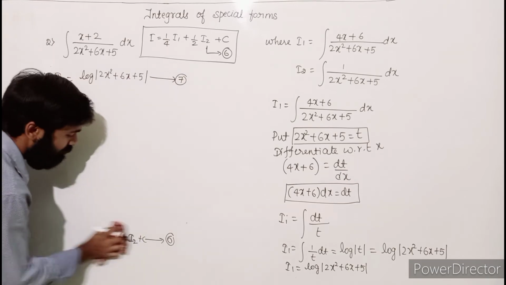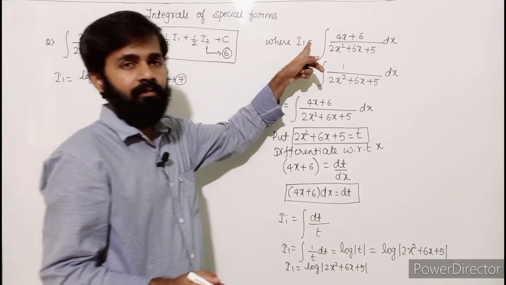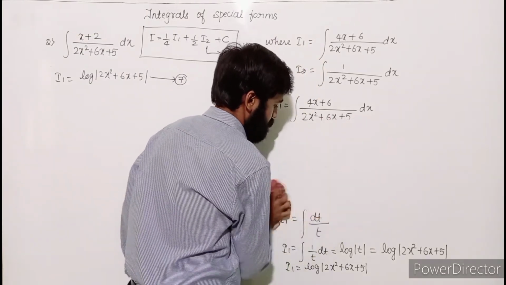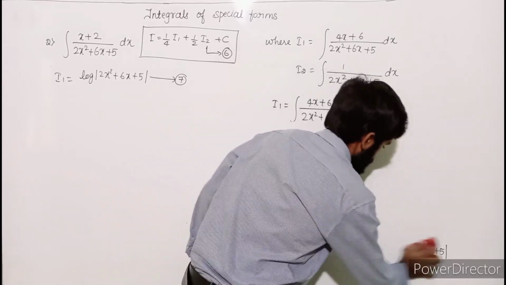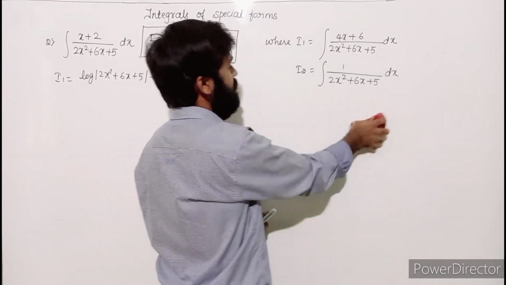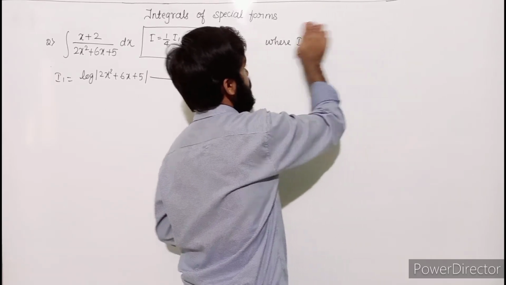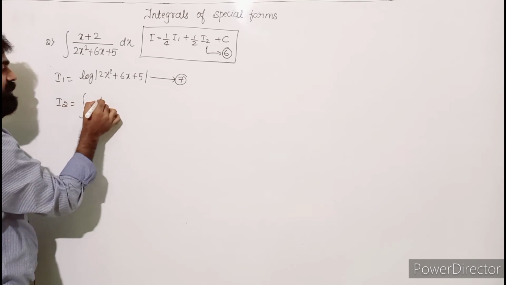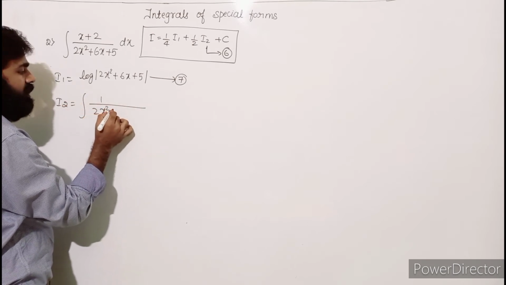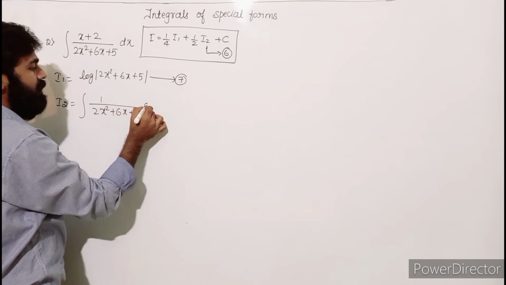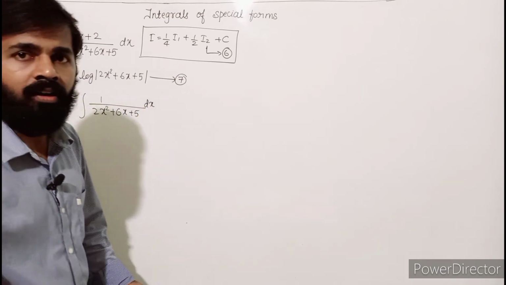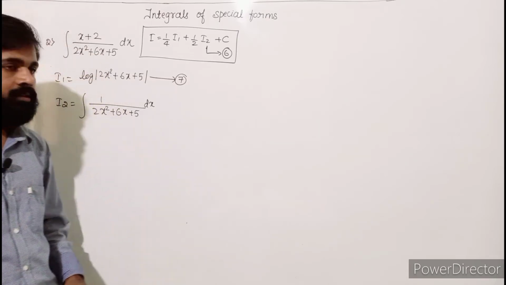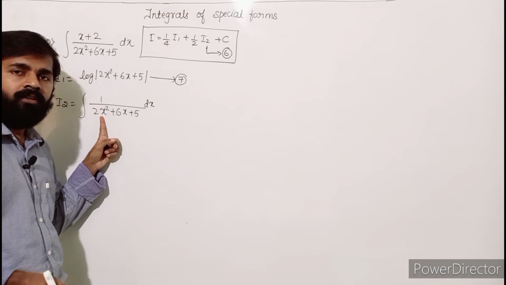Right. Now let's solve for the value of I2. We got I1. Let's solve it for I2. So I'll just erase this part. I2 is nothing but this integral. I'll solve for I2 now. I2 is nothing but integration 1 by 2x square plus 6x plus 5 dx. Such a problem we have solved in the same session, the first problem. It is similar to this. We have a coefficient for x square here. So what should I do?